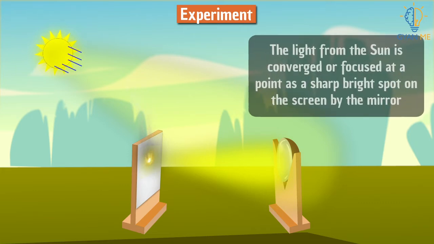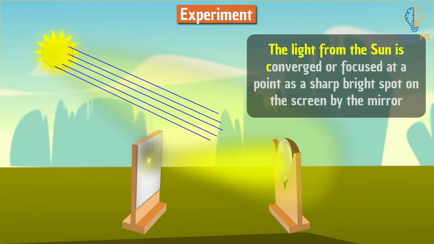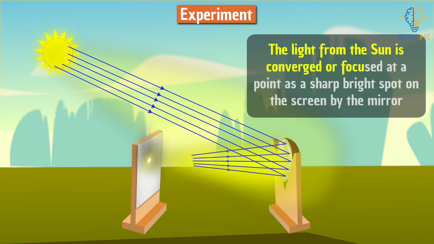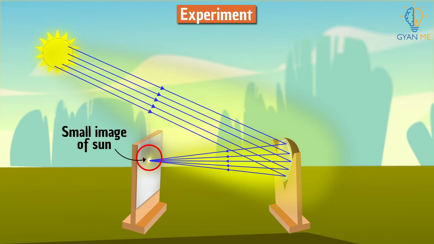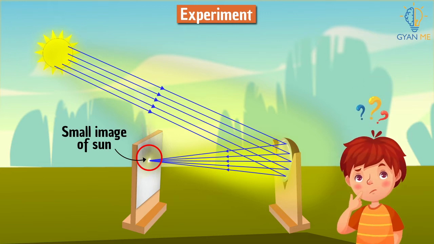This is because the light from the sun is converged or focused at a point as a sharp bright spot on the screen by the mirror. In fact, this spot of light is the image of the sun that is formed on the sheet of paper. Why is it so small? We will see in the later videos.